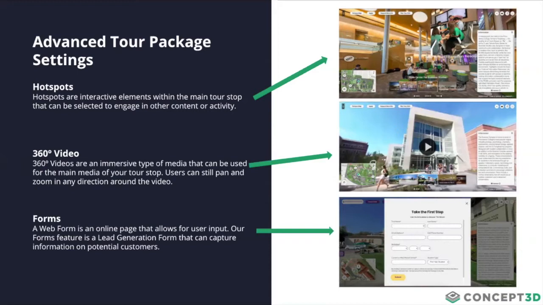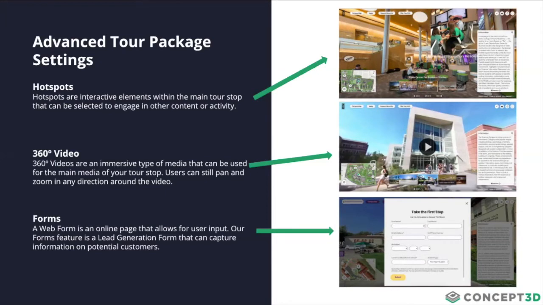Next, with the 360 video, this is kind of a step up from that 360 panoramic image. It's still filling that main media of the tour, but now we have a video experience. So we see life and movement within that, and we get even more of a feeling and sense of being on campus as if we were there in real life.